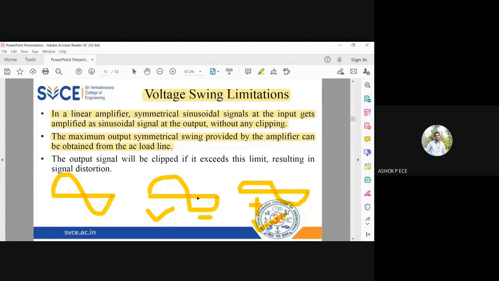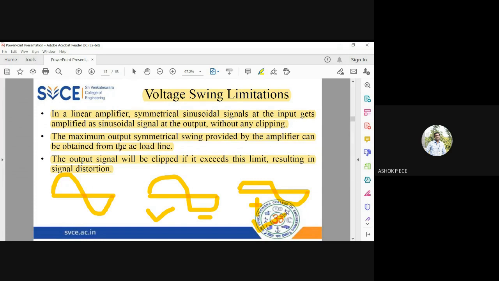There will be no clipping in the negative region. There will be no clipping in the positive half of your sine wave. The sine wave will be perfectly amplified as you give it at the input. So I have to do that analysis to ensure that I do not exceed the maximum input I can give to my amplifier. That is the caution I should keep in mind while I design my biasing circuit.